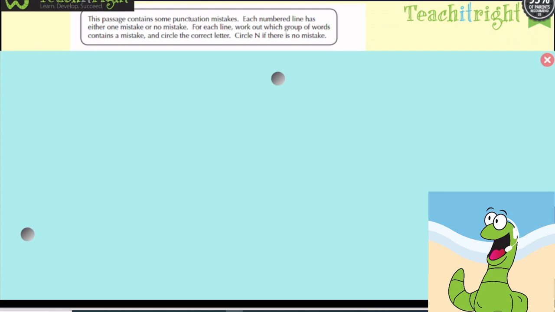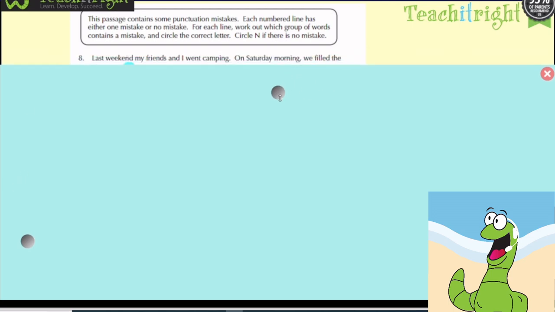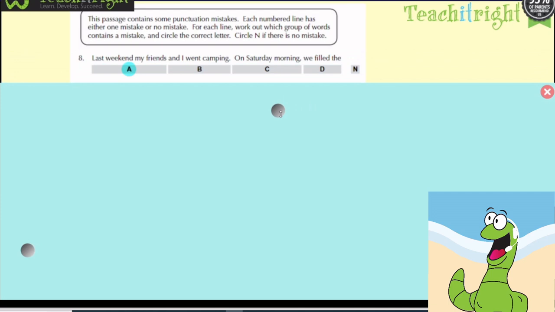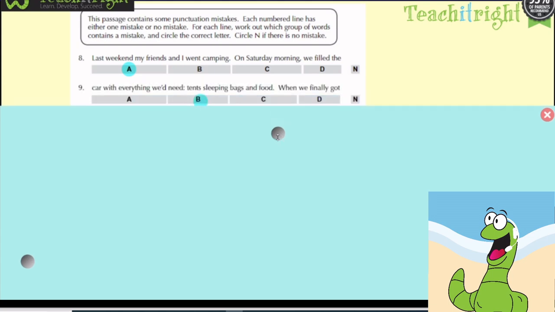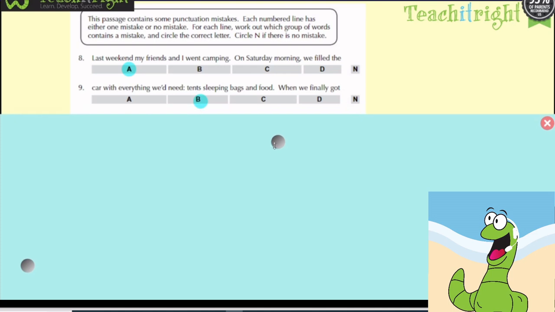Now, we're going to read a passage together which has some punctuation mistakes. Each numbered line has either one mistake or no mistake. So for each one, you needed to work out which group of words contains a mistake and circle the correct letter, or circle N if you don't think there was a mistake in that sentence. Last weekend, my friends and I went camping. On Saturday morning, we filled the car with everything we'd need: tents, sleeping bags, and food.